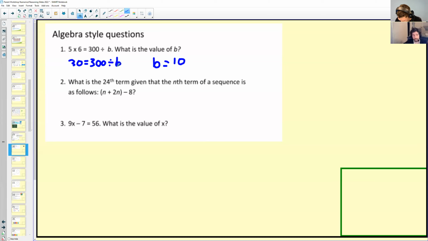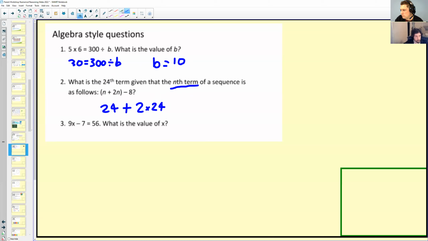So the 24th term is given by the nth term of a sequence. Well, what is the nth term? How do we use it? Knowing that the nth term is almost like a little cheat code calculator, if we take the number of the term in the sequence we want and put it into our formula, so in this case the n is 24, we rewrite this as 24 plus 2 times 24.